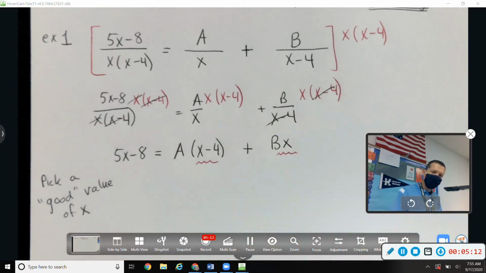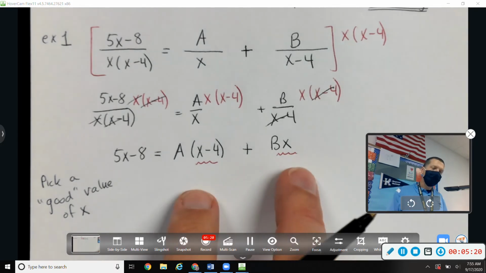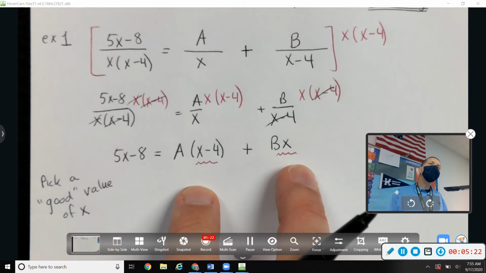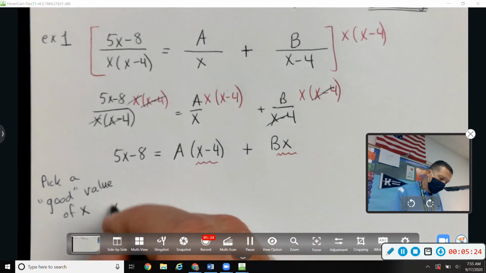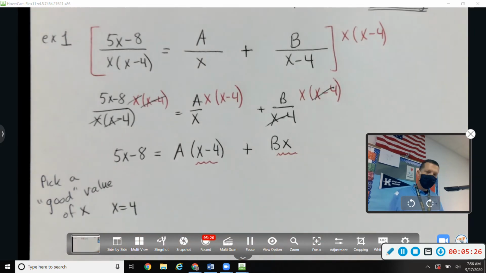I'm really looking right over here. What might be a good value of x? If you could pick anything in the world that would simplify this problem, what value of x would you pick? What's that? 4. Good pick. Let's pick 4, because that'll make this go away.